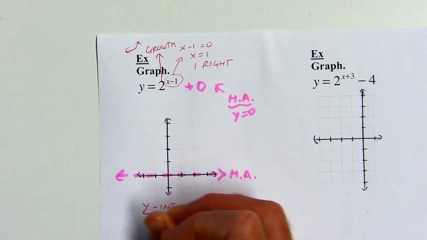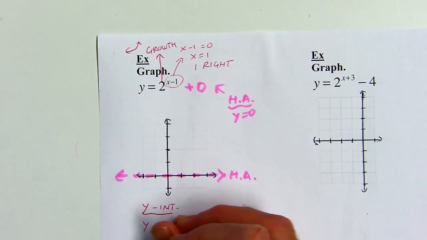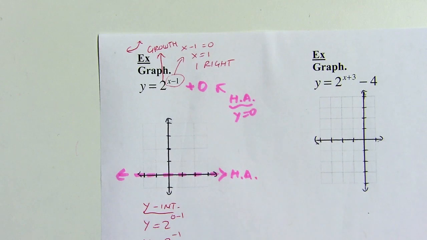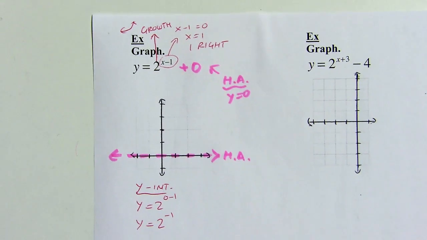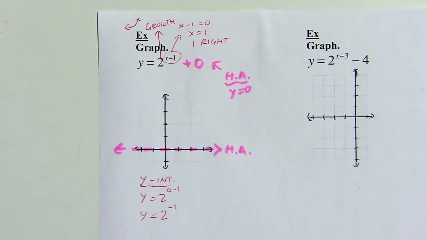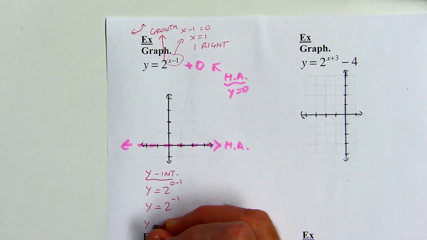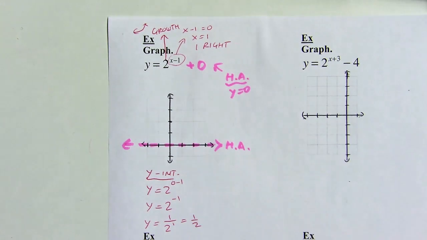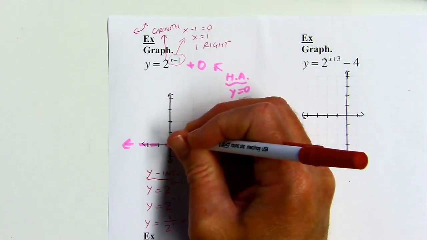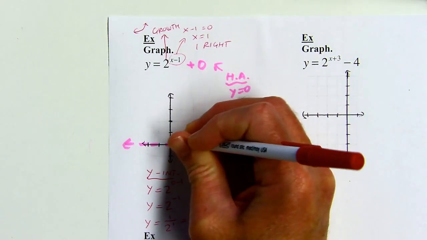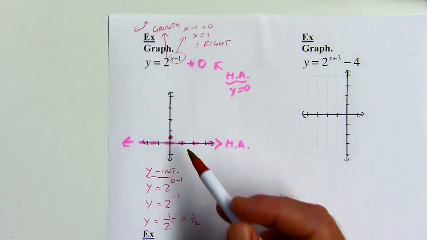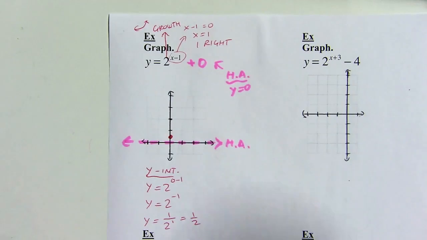My y-intercept, I'm going to plug in 0 for x. Okay, so I've got y equals 2 to the negative first. Oops, that's off screen there a little bit. All right, and when you have a negative exponent, you can write that as a fraction with a positive exponent like so. So that would be 1/2. So my y-intercept is 1/2. Okay, and I could find another point by plugging in another, I could plug in 1 for x or 2 for x. Actually, let's go ahead and do that.